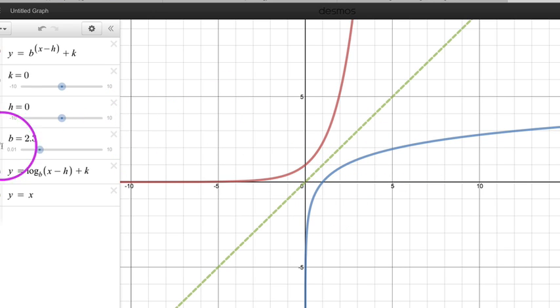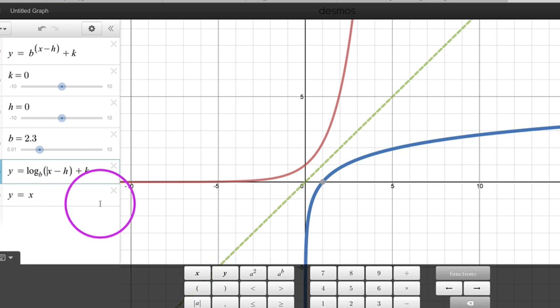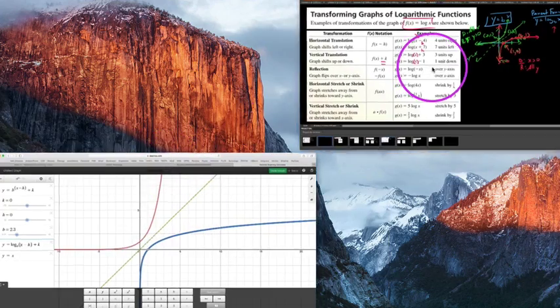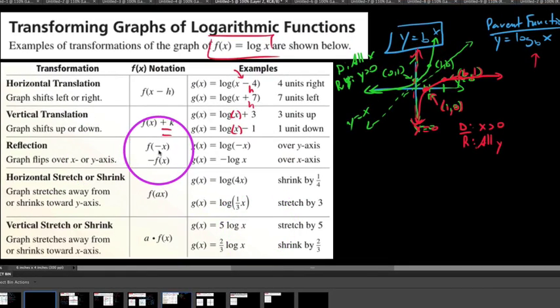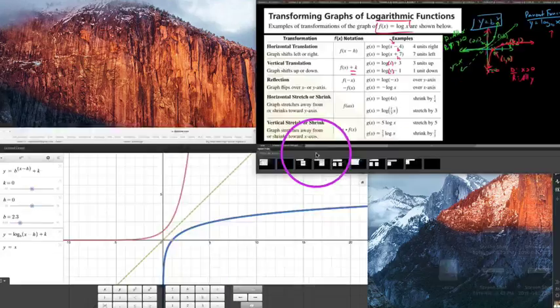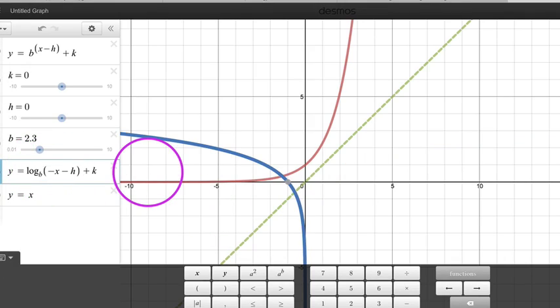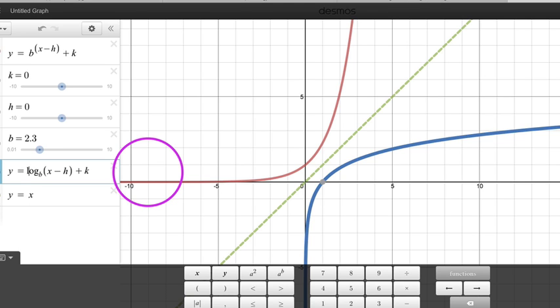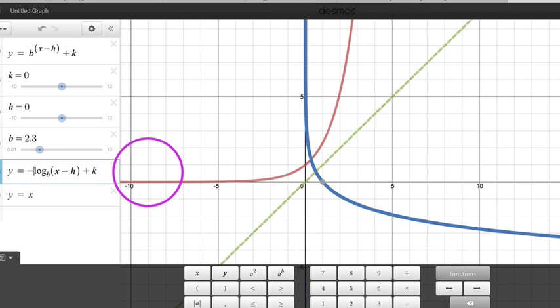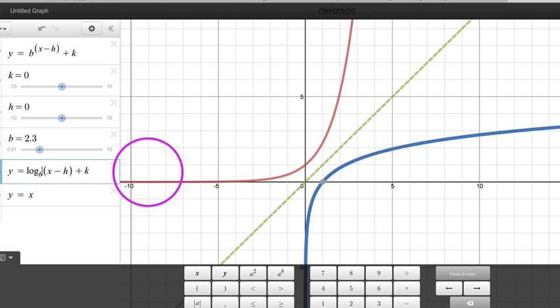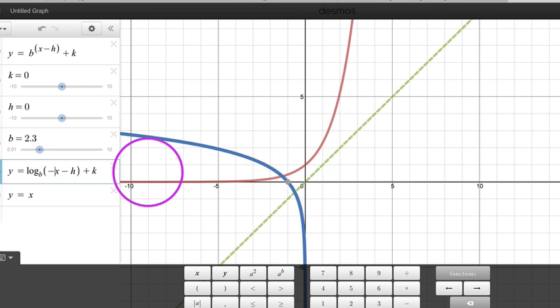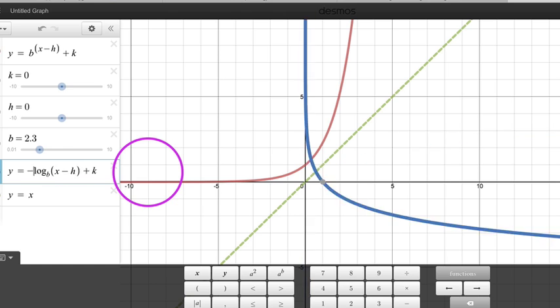In terms of our logarithmic graph, reflections: if I put a negative in front of x, it's going to reflect over the y-axis. I just want to demonstrate this. So negative, you can see it reflect over the y-axis. And if we were to put a negative out in front, which is truly in front of our y values, it'll reflect over the x-axis. So in front of the x reflects over the y, and in front of the y reflects over the x.